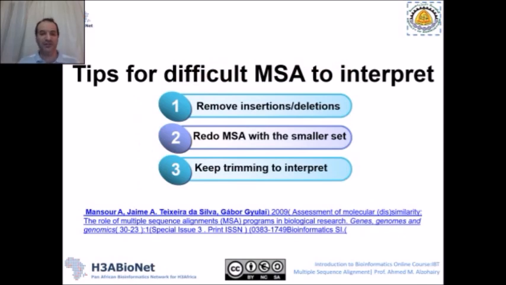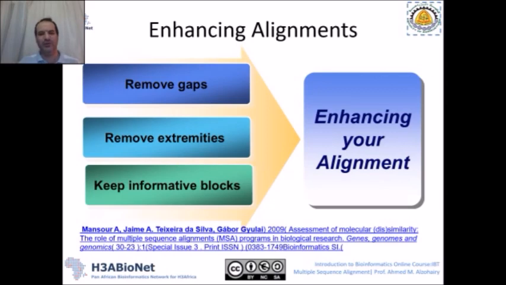Tips for a multiple sequence alignment that is difficult to interpret: of course, you can remove insertion and deletion places, you can redo the alignment with a smaller set, and you can keep trimming to interpret. Some programs can help you in this, and of course you have to keep looking for problems in your sequences, and with your experience, you can remove places that you feel make problems in the alignment, and by removing these pieces your alignment will be much better. This includes removing gaps, removing extremities, and keeping informative blocks. All this enhances your alignment, of course.